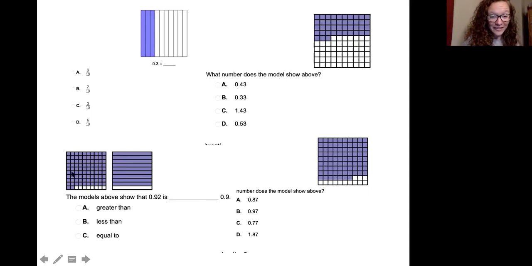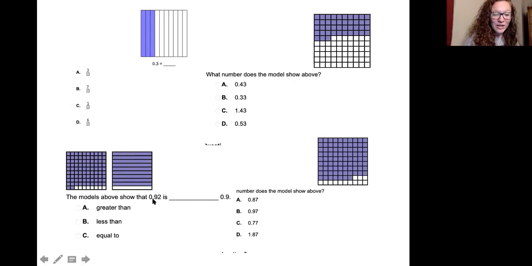We're not adding these together. We're actually comparing them. So if I'm looking at this one, I can see that I have 9 tenths. This one is 92 hundredths, and that one is taking up more space. So it's actually greater.